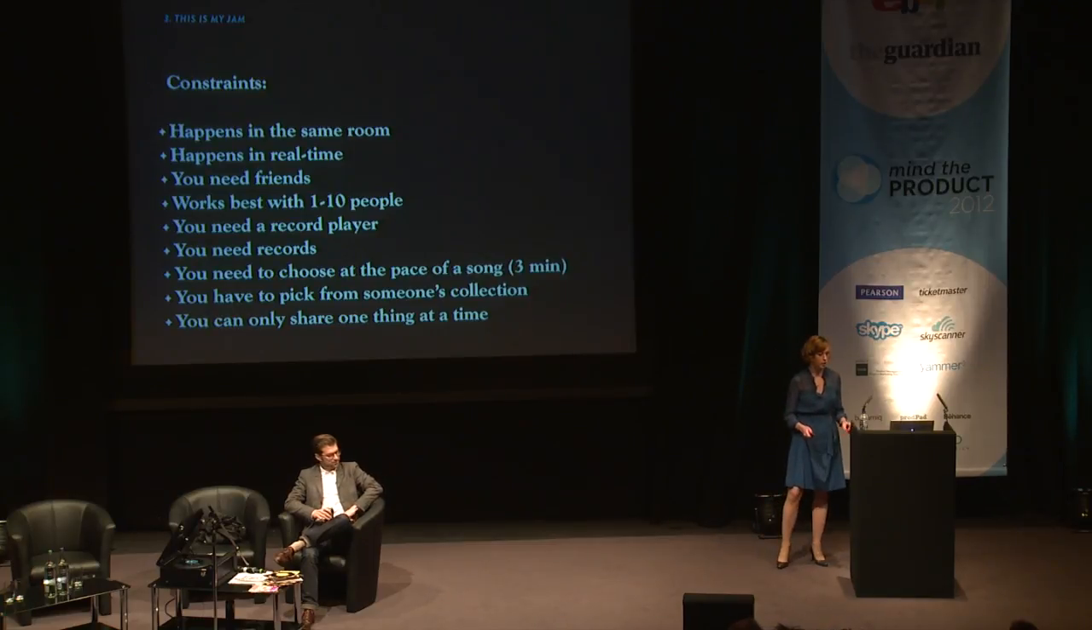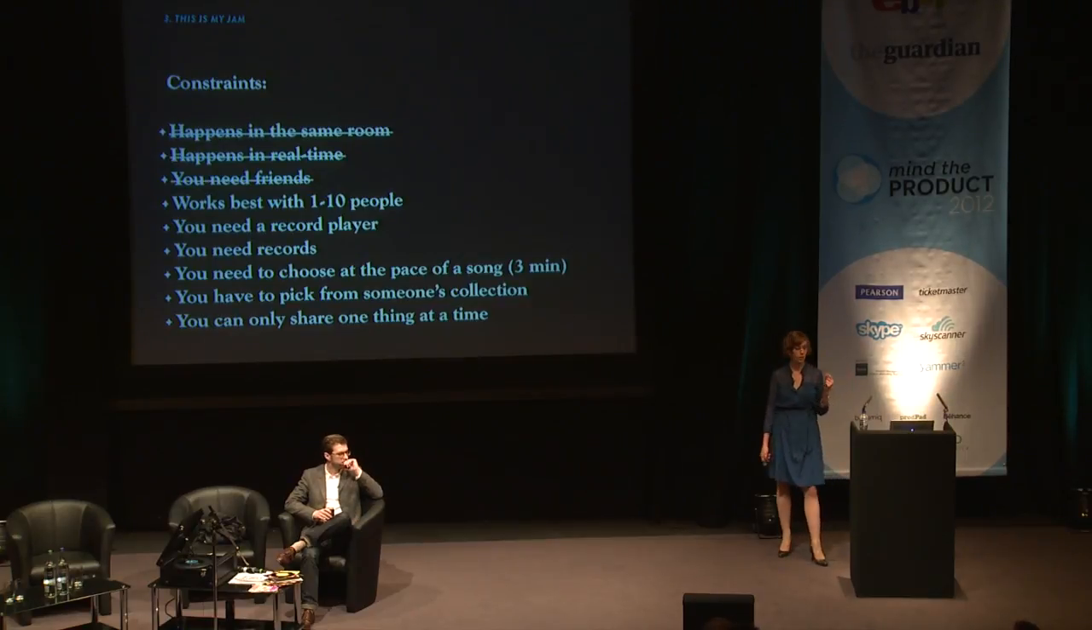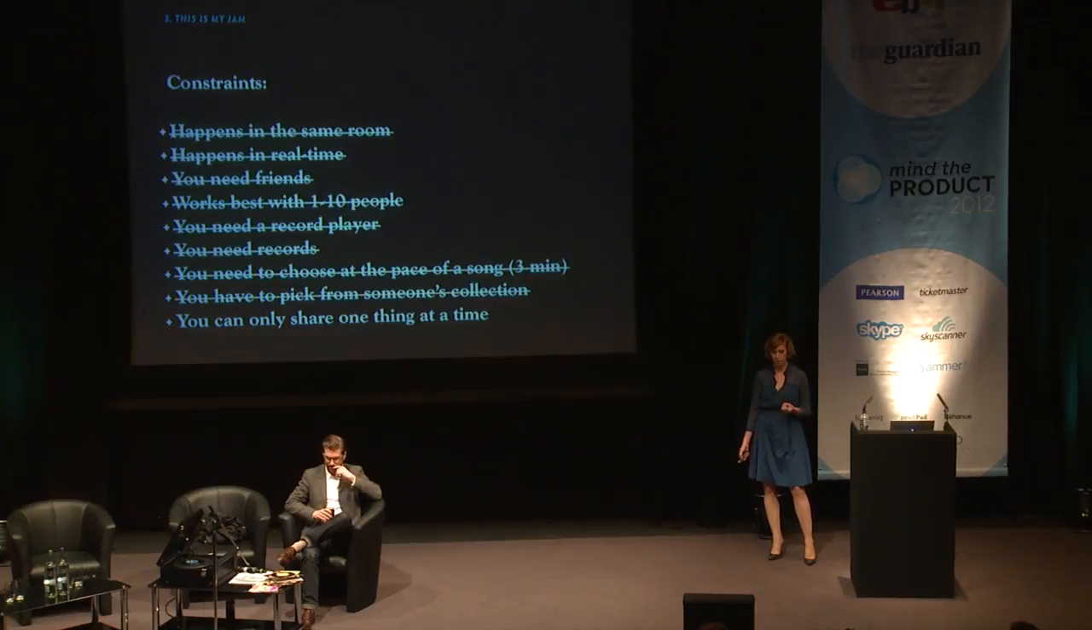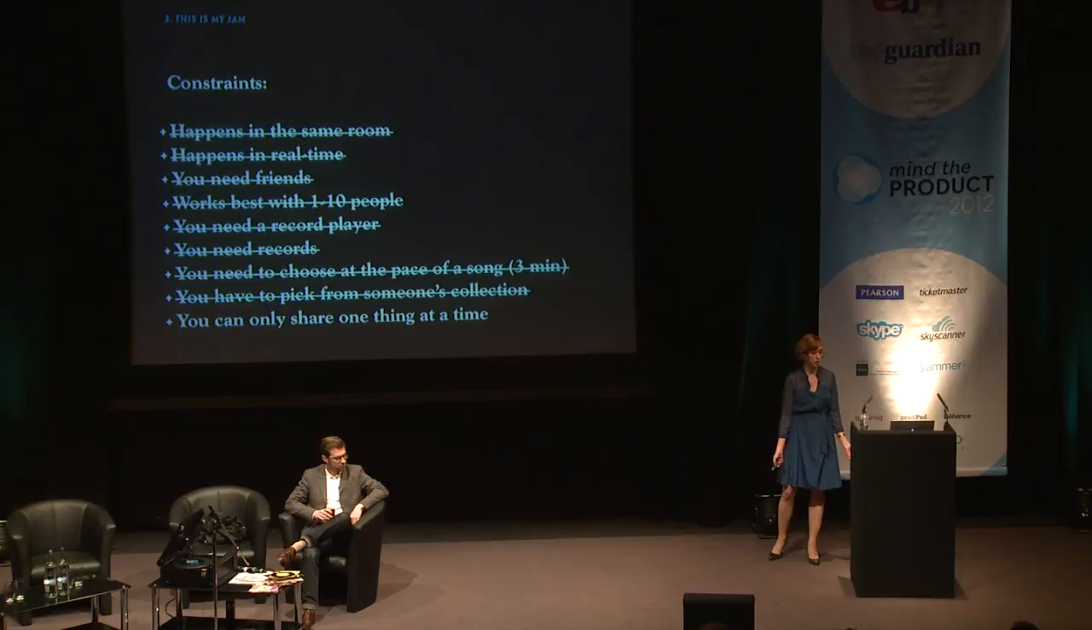We had a hunch that if we could keep the product simple, we could evoke this experience with just the smallest number of constraints. And so we started crossing them off. We crossed off anything that wasn't compatible with existing online behaviors. We crossed off anything that didn't make sense with the music ecosystem online. And we also crossed off anything that wasn't directly responsible for that specific behavior that we wanted to get to. And this is what we were left with. You can only share one thing at a time. And that is how the design for This Is My Jam started.